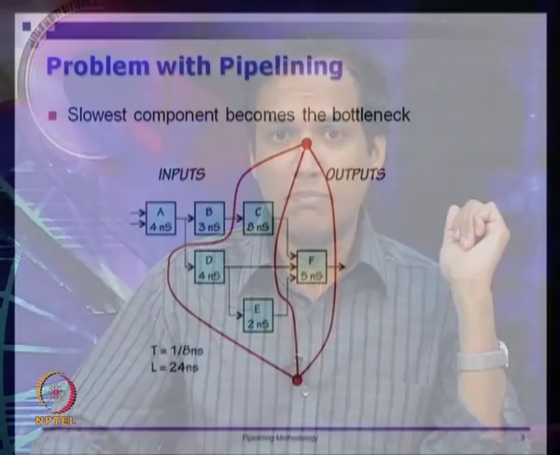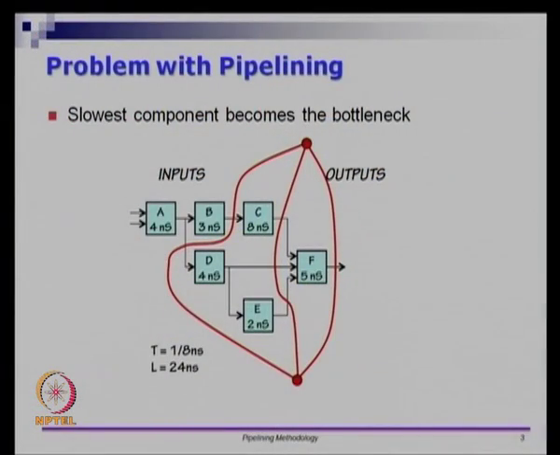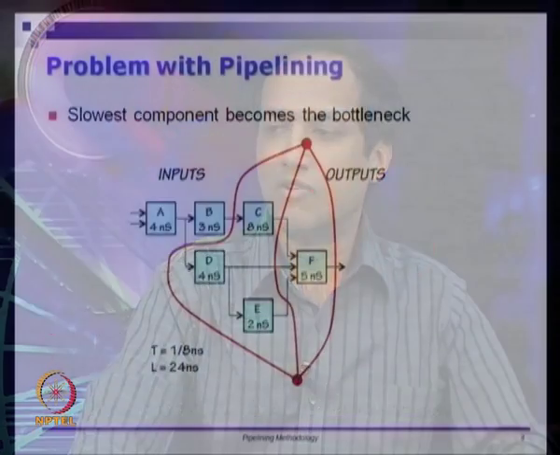If C was indeed breakable, and C is a circuit which has some logic, let us say at some level I can break it into two different blobs, one with 5 time units and one with 3 time units and so on, then it may not be as bad as this case here. The throughput may actually be better than 1/8 nanoseconds. However, the first assumption is that this block C itself is not breakable. So, let us see the first case.